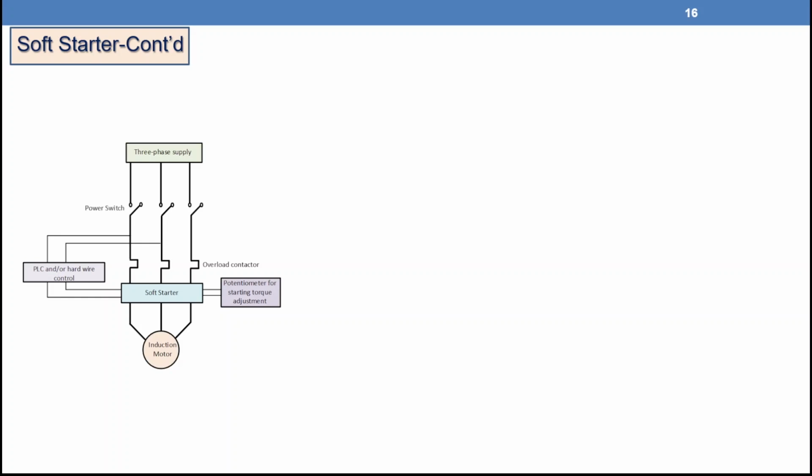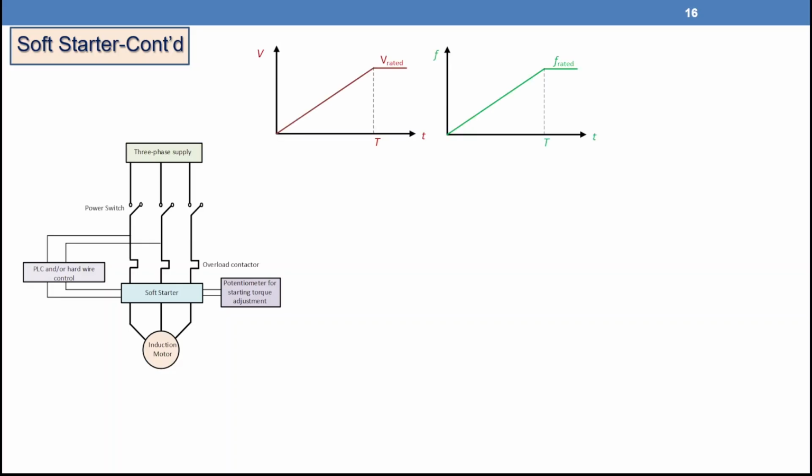So how to build a soft starter? Without sophisticated math, I'm going to show you a simple idea here of how to build a soft starter. We're going to have the voltage increased gradually from 0 up to rated value, at a rate or slope from 0 up to capital T. At the same time, the frequency is going to increase from 0 up to rated value.